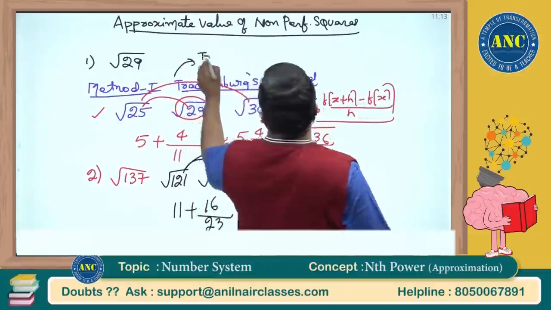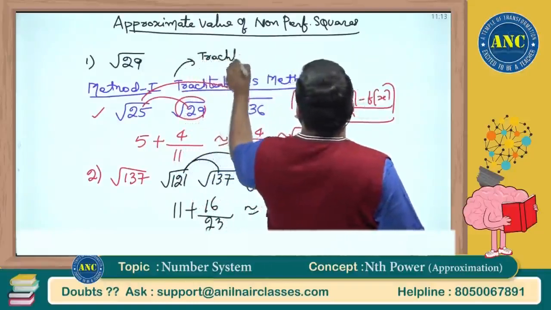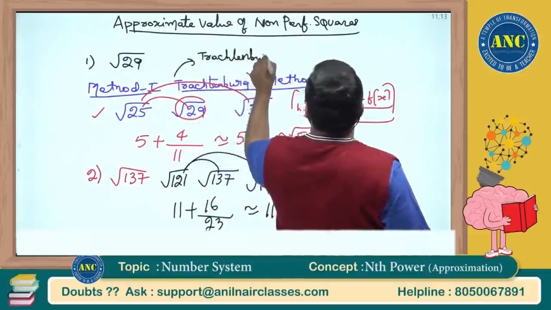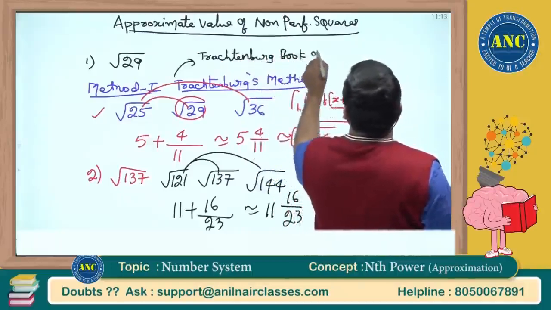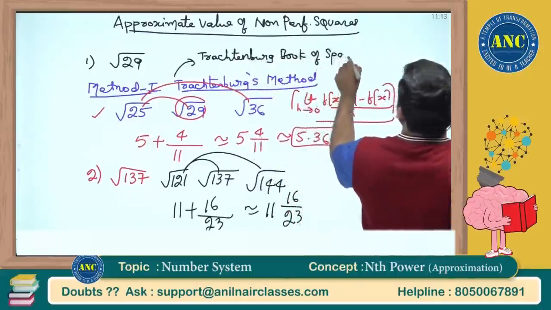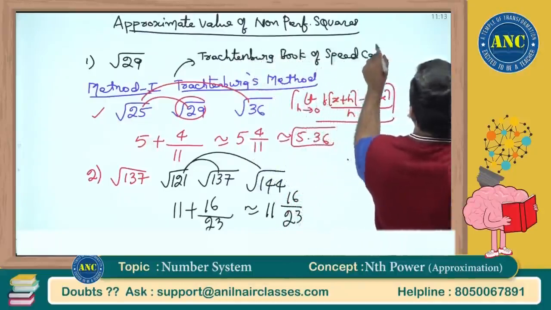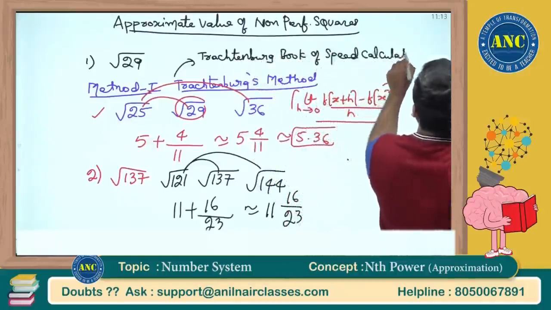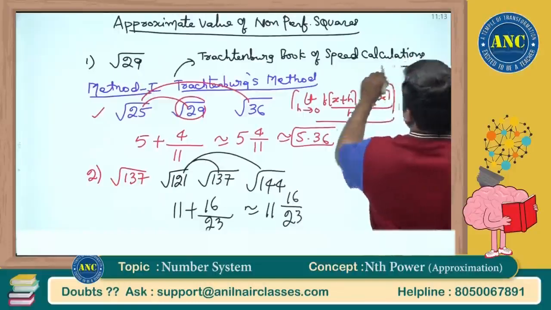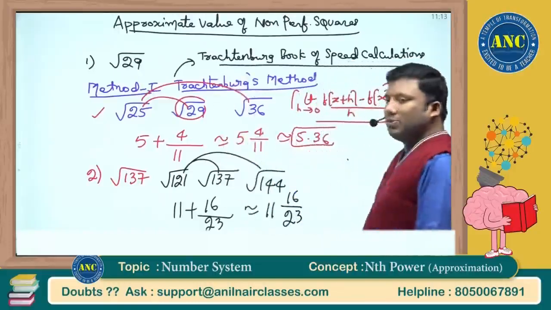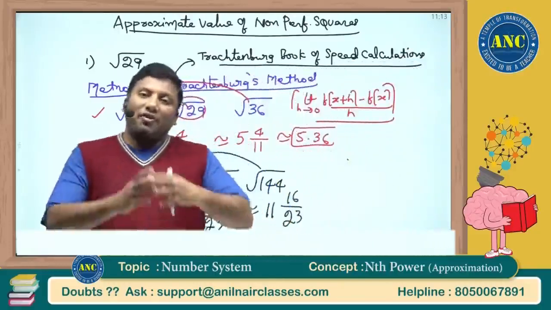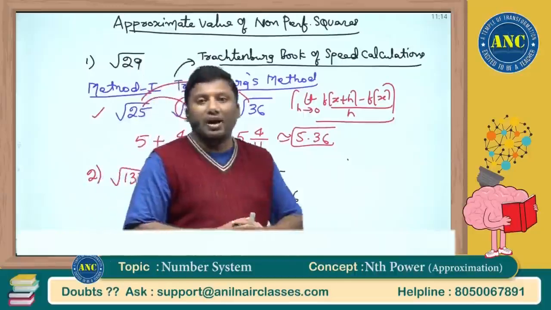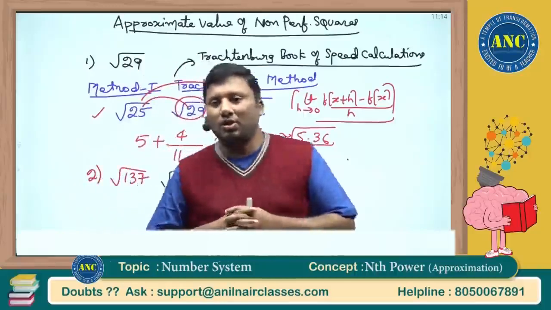The source for this is Trachtenberg's Book of Speed Calculations. You will easily get the PDF in Google for the concept which we are discussing. I am not interested in this method. I will tell you another alternative method proposed by a famous mathematician from India. That is my inspiration, Ramanujan.